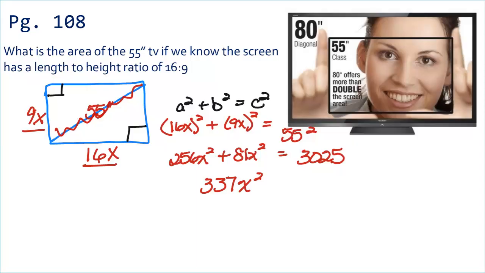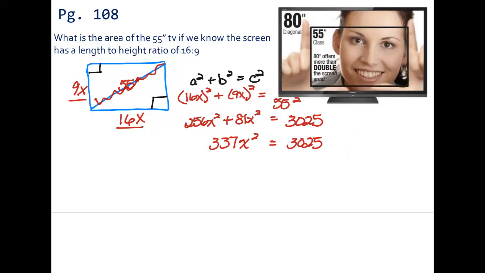So 337x squared equals 3025. What would I do next? Divide by 337. X squared is equal to how much? Come on, this is the audience participation. A little bit louder. 8.976. Is that x or x squared? That must have been x squared. Yeah, okay. So then take the square root.